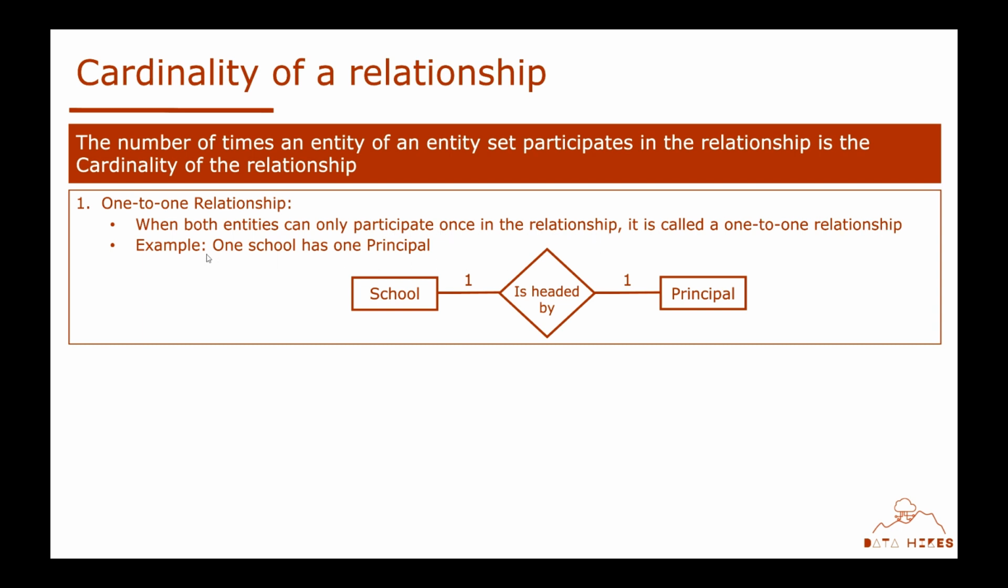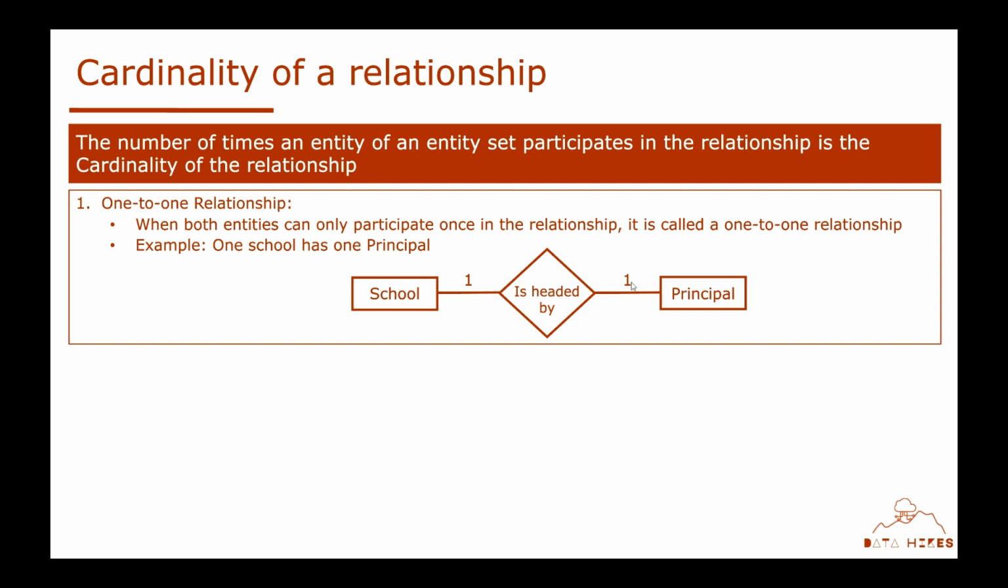For example, one school only has one principal, so one school is headed by one principal. A one-to-one relationship can be denoted by these little ones written on the lines between the entity and relationship. Just to check if this makes sense, can any of these be more than one? Can we say that one school is headed by multiple principals? That is not usually the case.